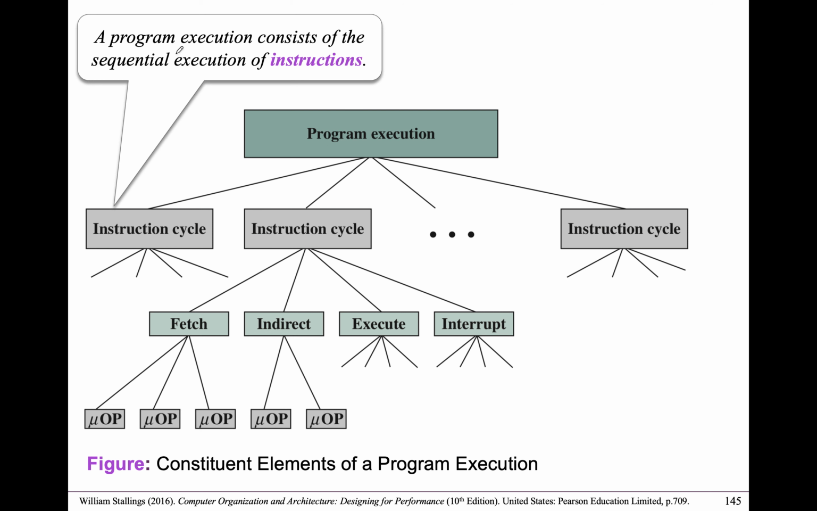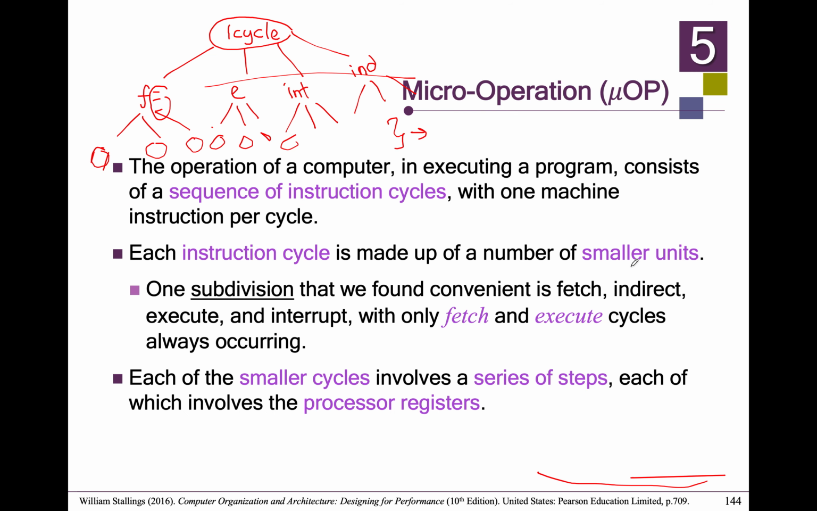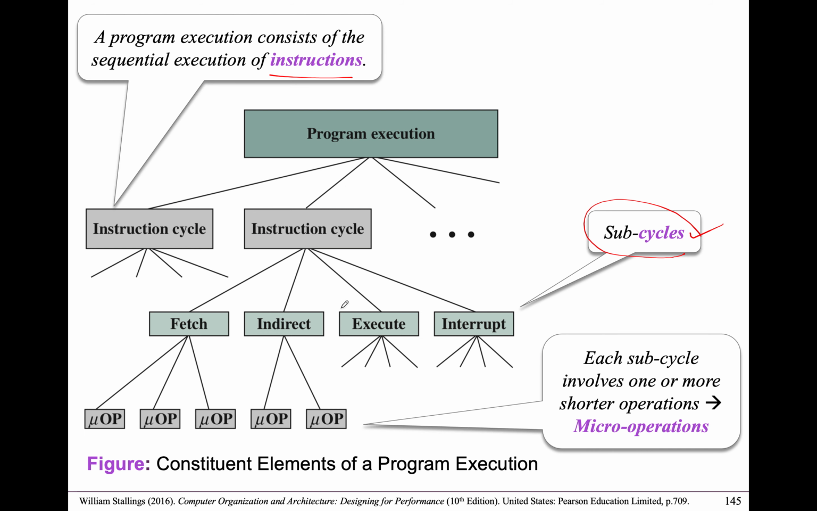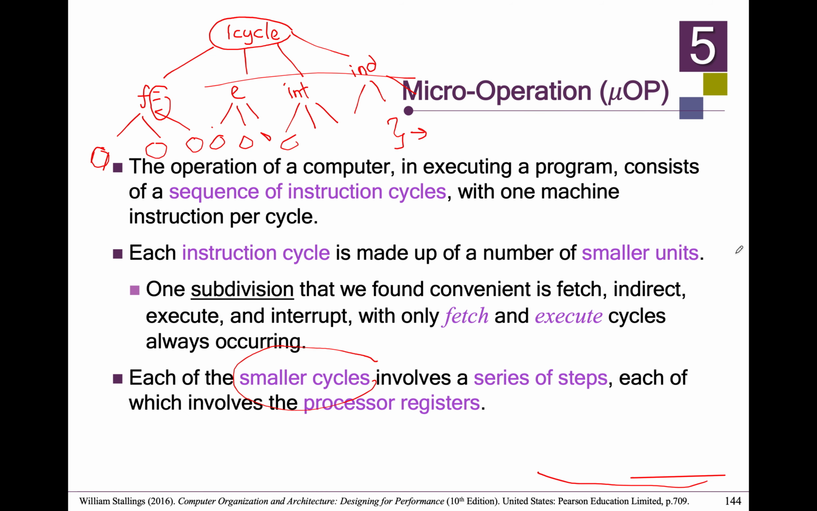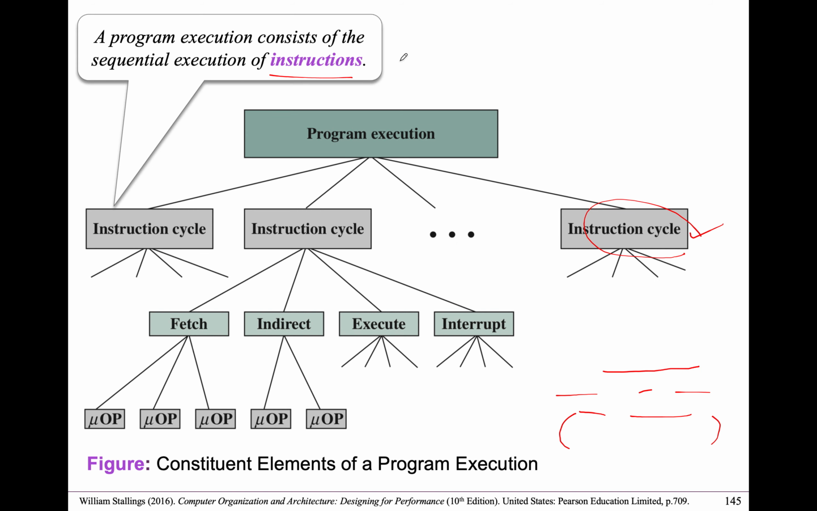Okay, a program execution consists of a sequence of executions of instructions, and then this is called a sub-cycle. Same goes for the previous page. A smaller cycle, which is known as a sub-cycle. After that, each sub-cycle involves one or more shorter operations. It's called micro-operation. Easy to understand. Okay, that is about the overview. So now you know about the overview, and also what a micro-operation is, because this is a new term for you. Now you already know what a micro-operation is.